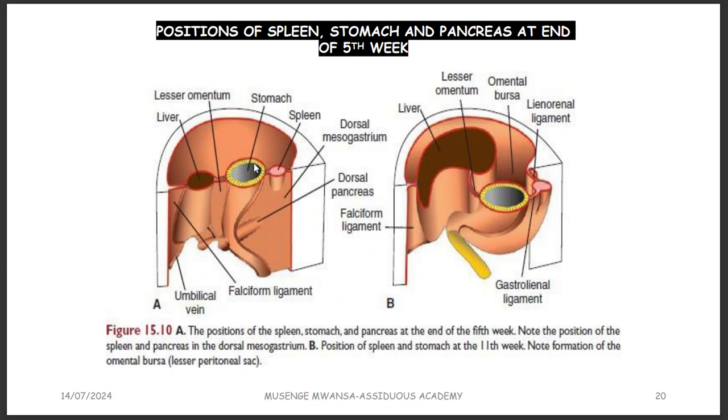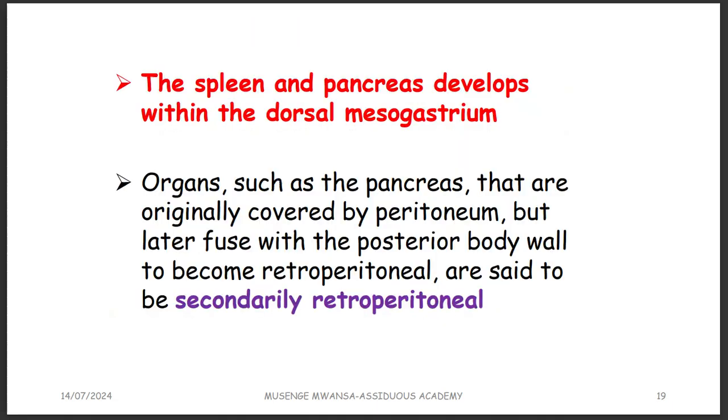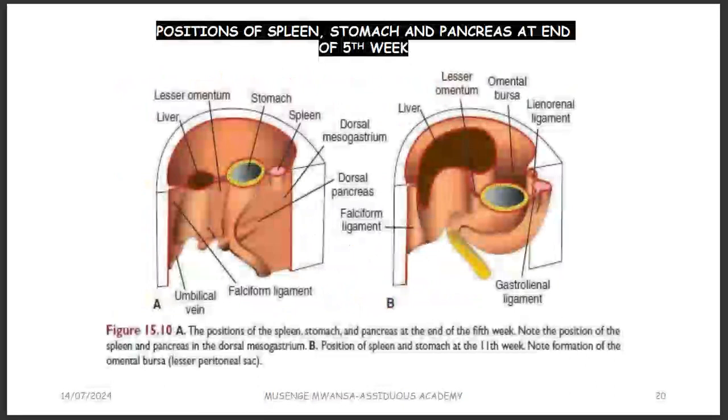So you can see here again, this is the stomach. It is attached to the anterior abdominal wall via the ventral mesentery, and that's where the liver develops. And then to the posterior via the dorsal mesentery, or the dorsal mesogastrium, that's where the spleen develops, including also this pancreas.